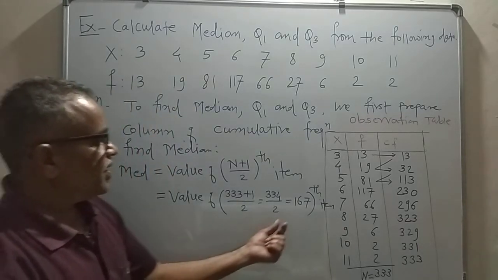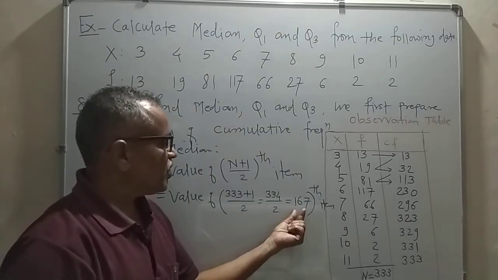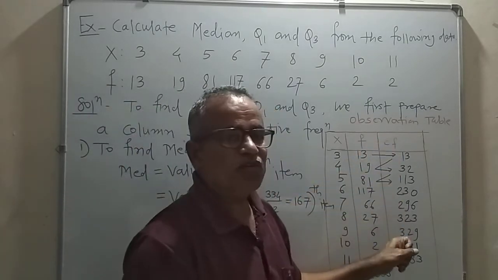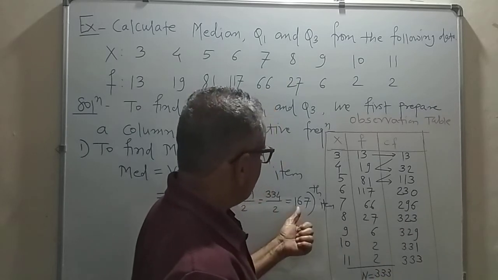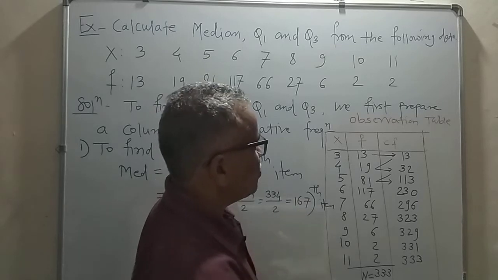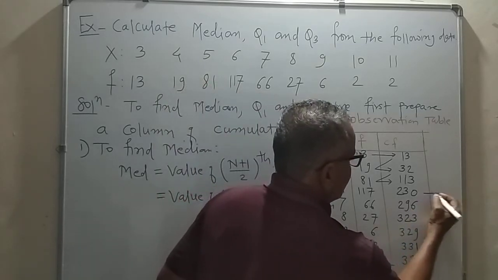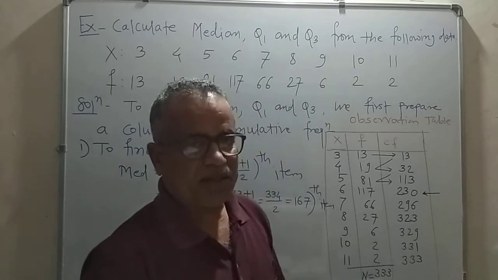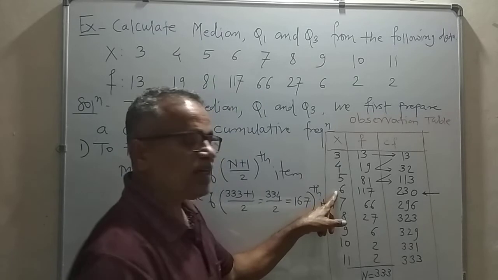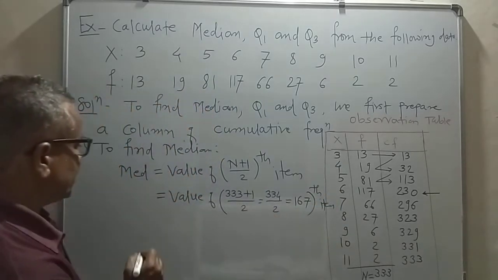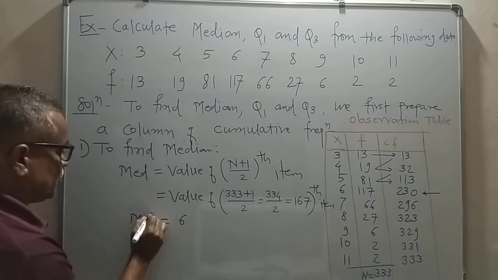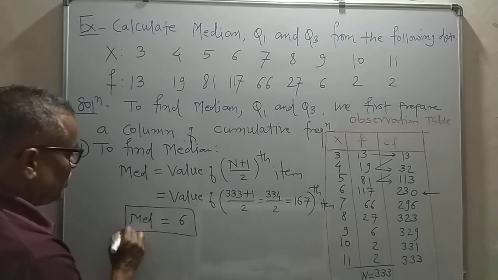After finding this value, that is (n plus 1) divided by 2, see the just greater value in the column of cumulative frequency. Here 167 is (n plus 1) divided by 2, and its just greater value in the cumulative frequency is 230. Its corresponding value of the x variable is the median. So here 6 is the median. So median is equal to 6.